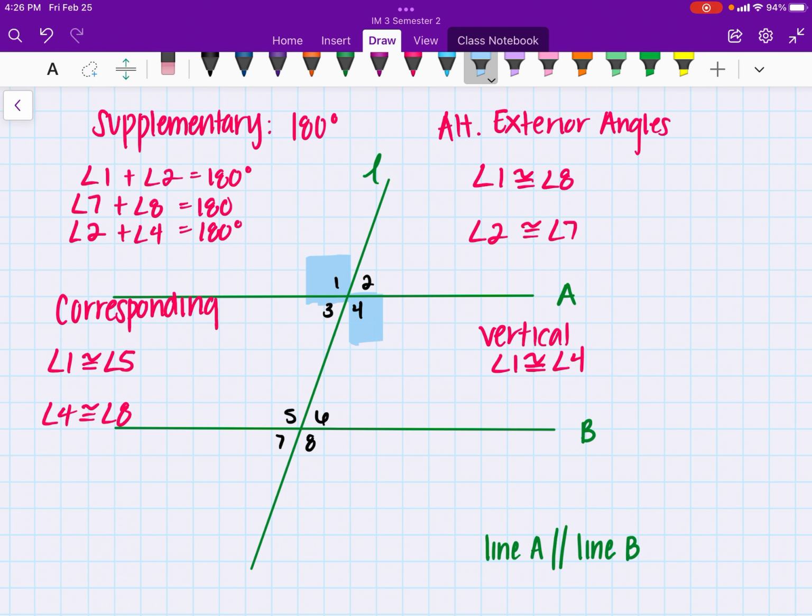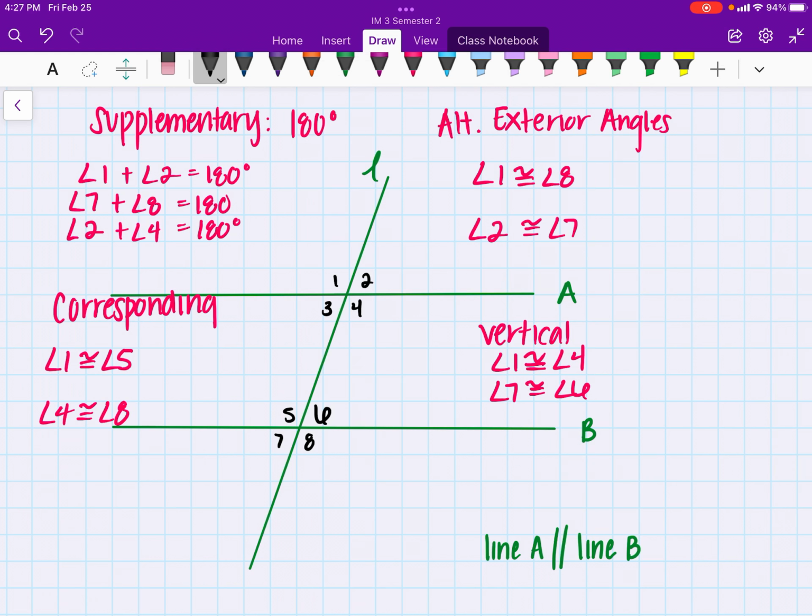Now, I could say the same thing from 7 and 6. So, I could say that angle 7 is congruent to angle 6. All right? And we could say the same thing about 2 and 3, and 5 and 8. I'm not going to be writing all of them.